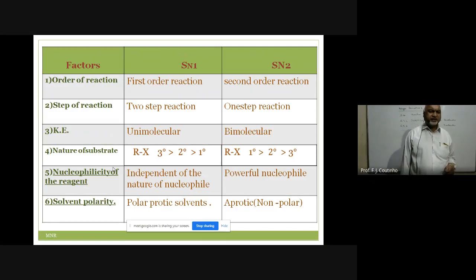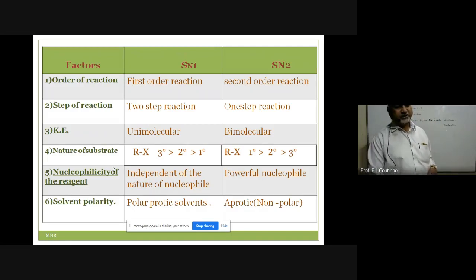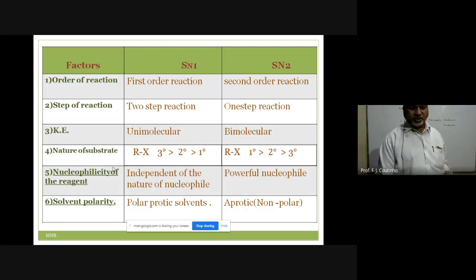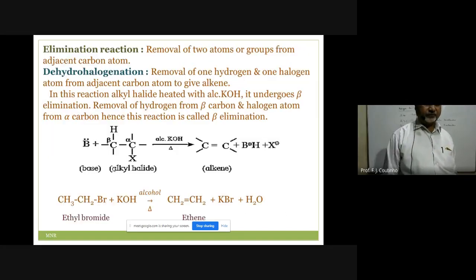The nucleophilicity of the reagents: in the case of SN1, it is independent of the nature of the nucleophile, whereas in the case of SN2, it requires a powerful nucleophile. And solvent polarity: in case of SN1, we say polar protic solvents, and in case of SN2, it is aprotic non-polar solvents. So these are some guidelines for you to compare SN1 and SN2 in order to remember this reaction in a shortcut manner.